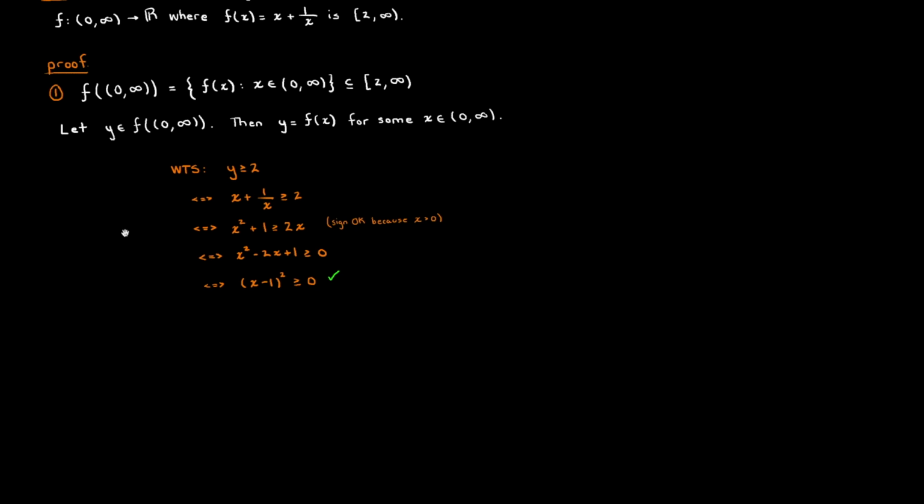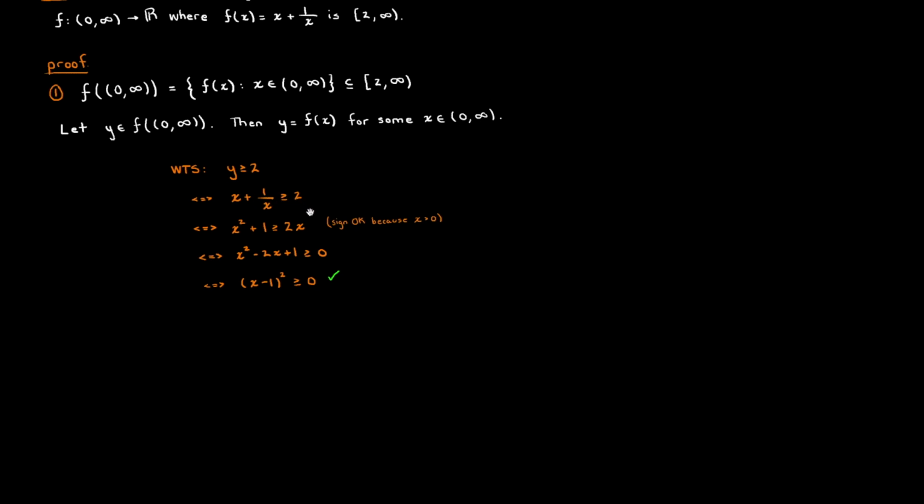Now what we want to show is that this element y is in this set, right? In other words, we want to show that y is bigger than or equal to 2. So what we will do is replace y with its definition. So y is equal to f of x, which is x plus 1 over x for this particular x. So we want this to be bigger than or equal to 2.